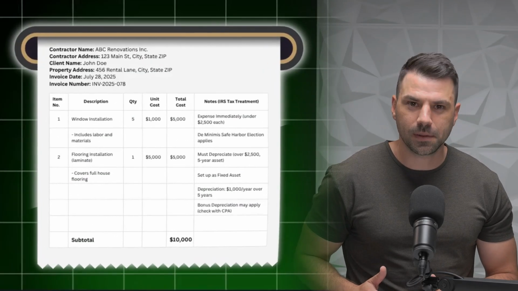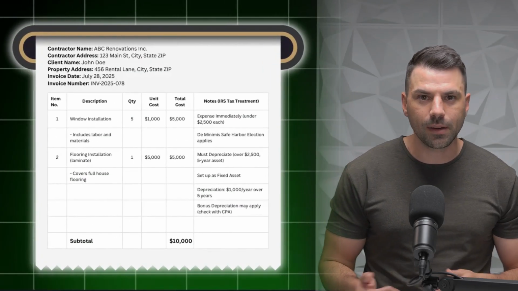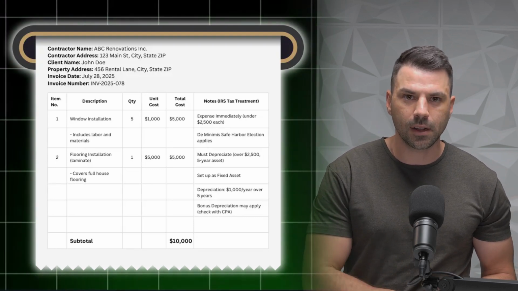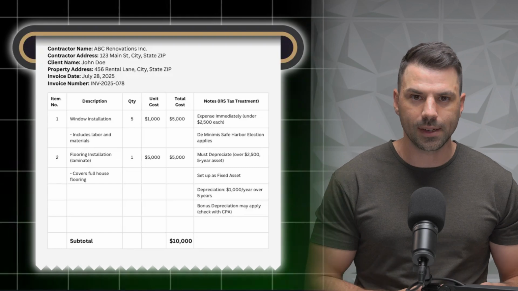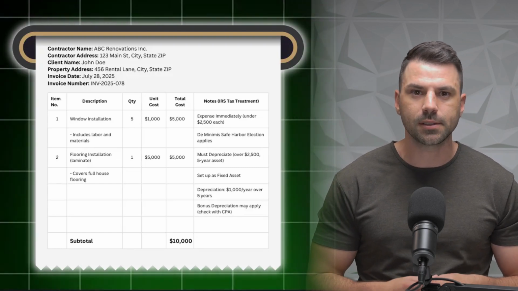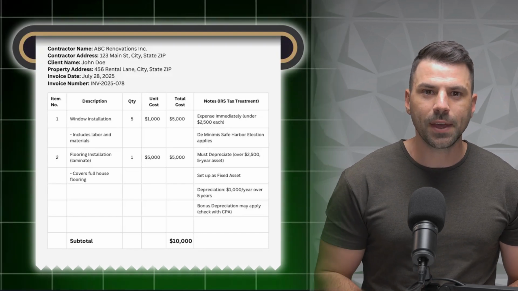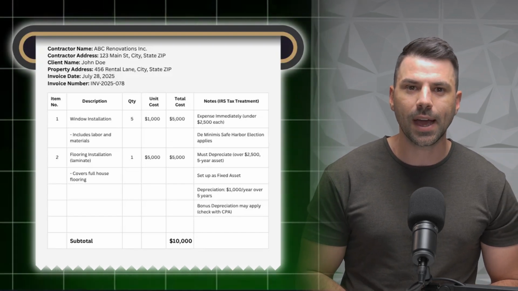If he breaks that out differently, if he gives you a new invoice, and you give that invoice to your accountant, and that invoice shows, okay, we installed 5 windows. The cost of that was $5,000, which included the cost of the window and installation. And then we installed the flooring, that was $5,000. Well, now you can take that invoice and right away you could say, all right, $5,000 for 5 windows, that was $1,000 per window.